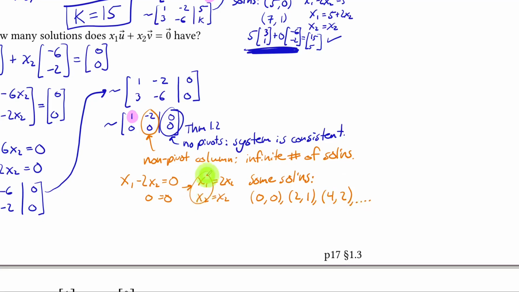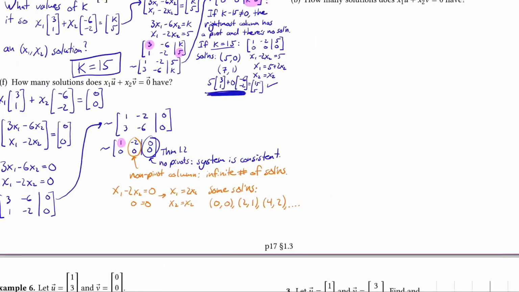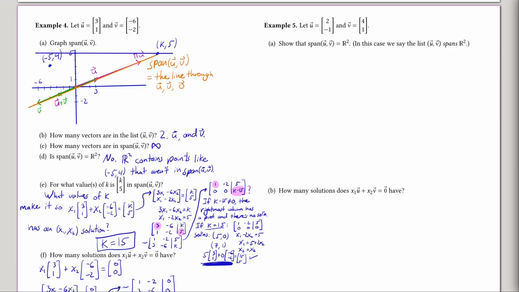So we wrote all the variables in terms of the free variable x2. Any choice of x2, like x2 could be 0 or 1 or 2, will give you a different x1, x2 solution. All right. So looking at example 5, we want to show the span of u and v here is equal to R2.